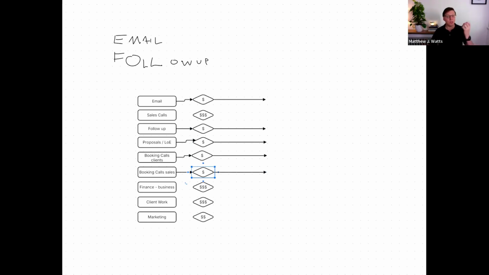So it could be a person, it could be a tool, it could be a process or a system that streamlines it and condenses the task. So when we talk about automating, that's what I'm talking about, at least anyway. So we've got email, we've got follow-up, we've got proposals, we've got booking clients, and we've got booking sales calls. So these are low value tasks that you're currently doing manually that we could automate. So that is how I would identify what tasks need automating first.